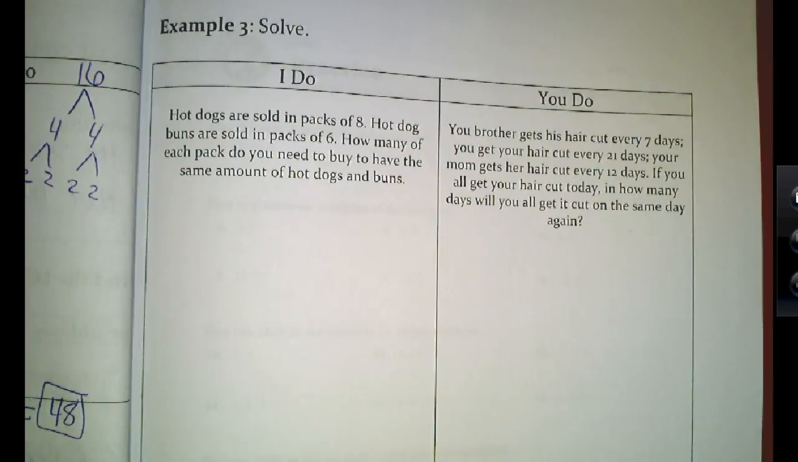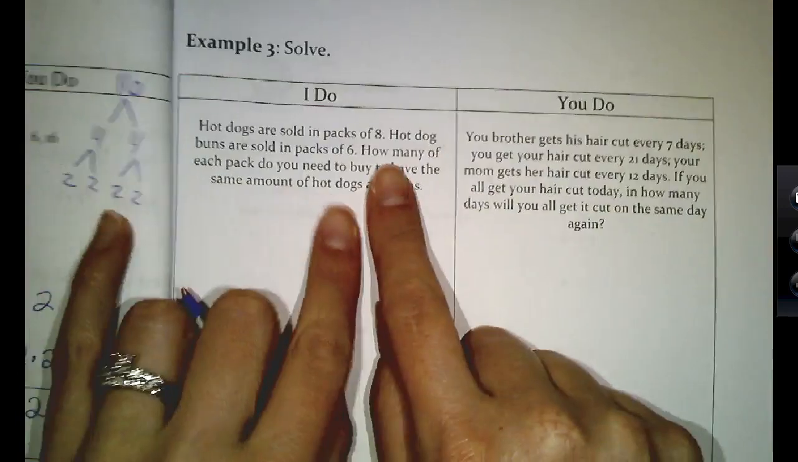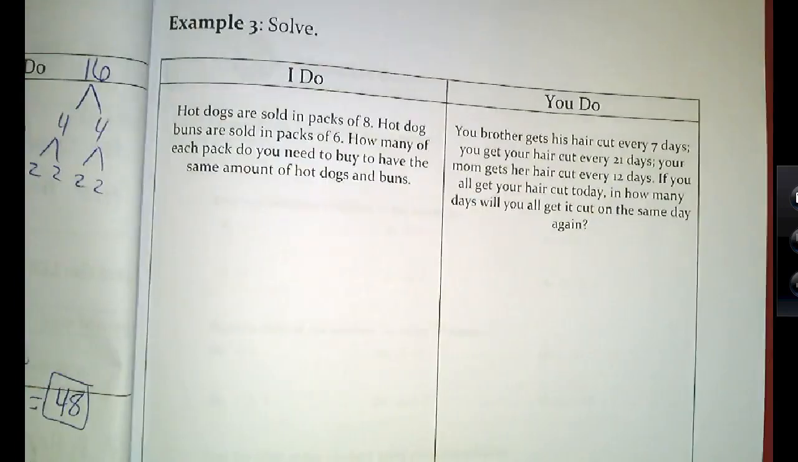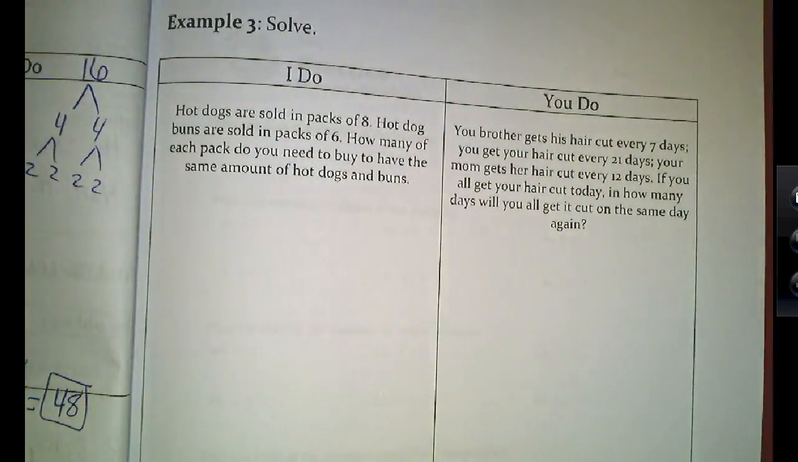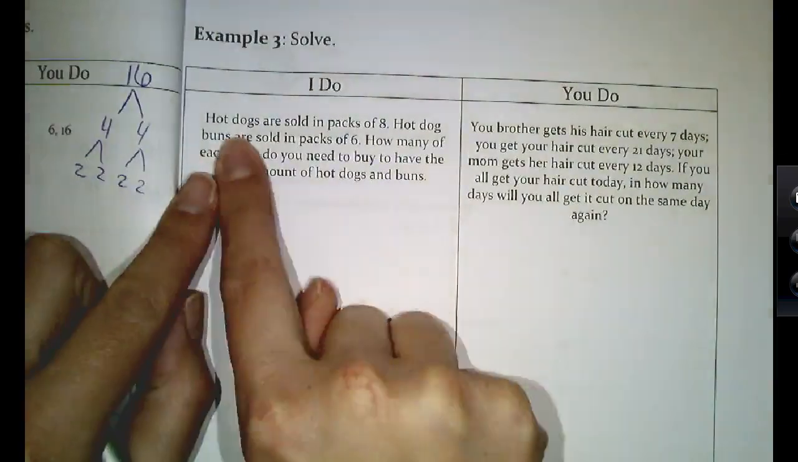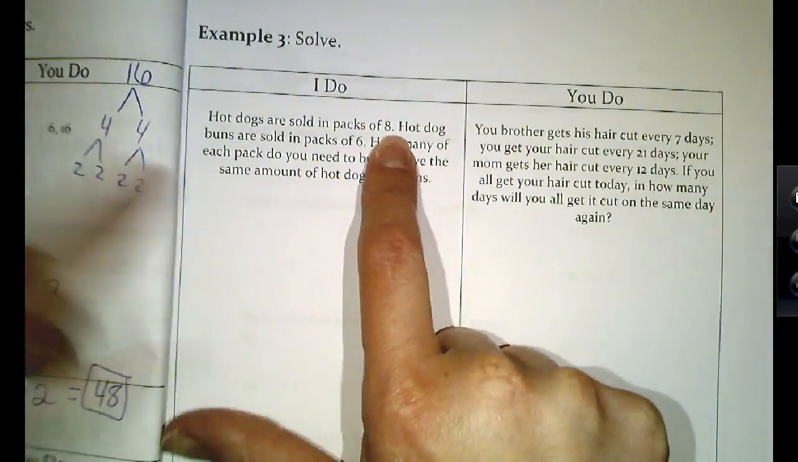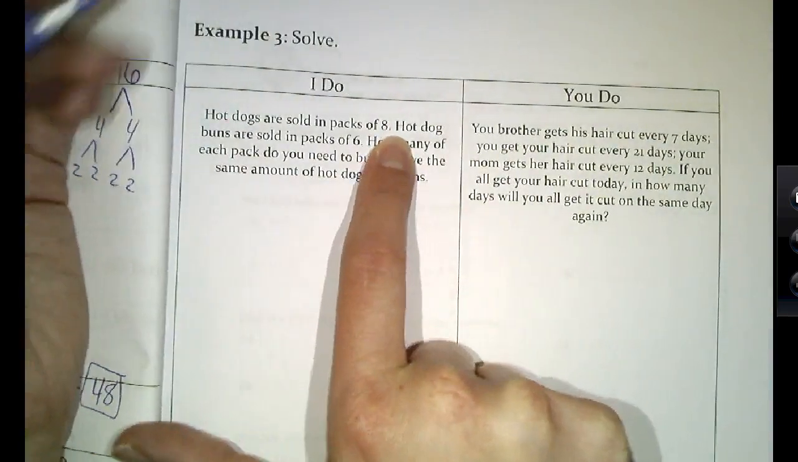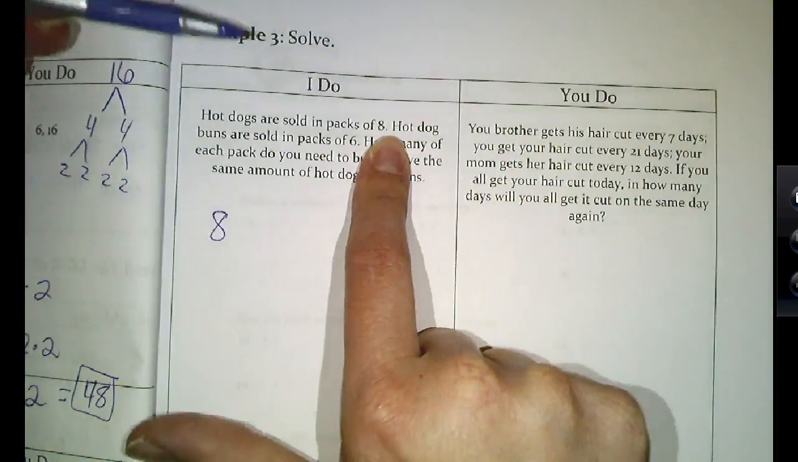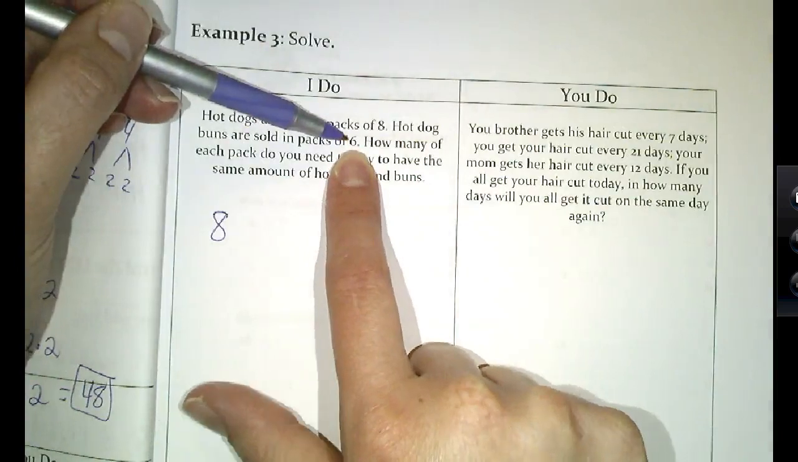What we have to do in this problem is figure out how many of each pack we need to buy to have the same amount of hot dogs and buns. So I want to have exactly the same number of hot dogs as I have buns. So let's talk this through. Hot dogs are sold in packs of 8. So let's say I buy 1 pack of hot dogs. How many hot dogs do I have? 8, okay. That doesn't match up with the 6, does it?